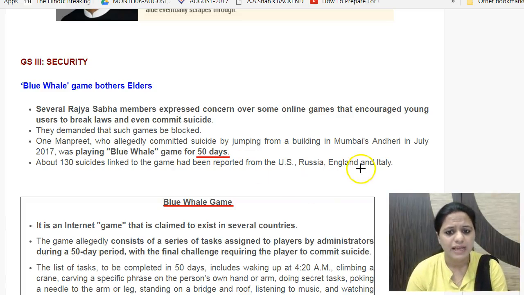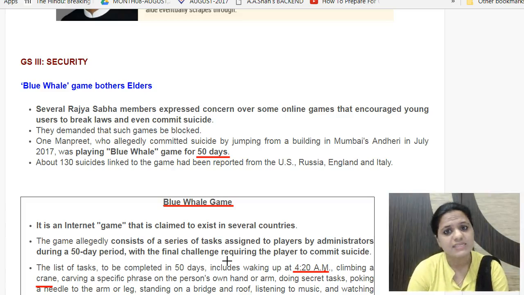Challenges can be like getting up at some odd time, like getting up at 4:20 a.m., climbing a crane, carving a specific phrase on your arm, poking a needle to your arm or leg. So self-harm kind of provisions, such challenges are there in this game. And as the level goes up, the challenges become difficult, and eventually the final challenge is to commit suicide.